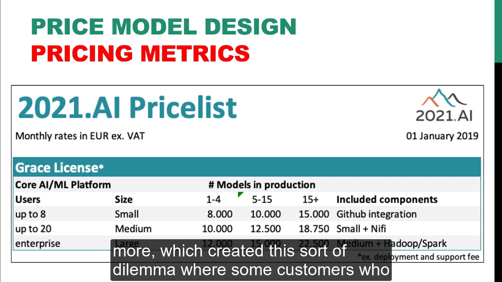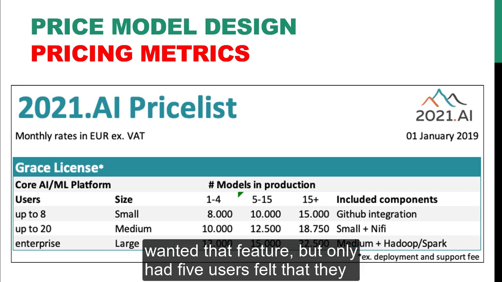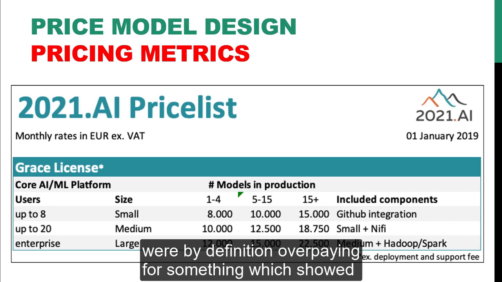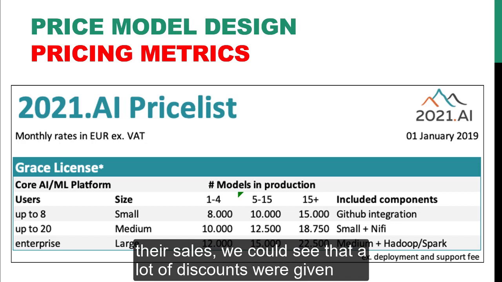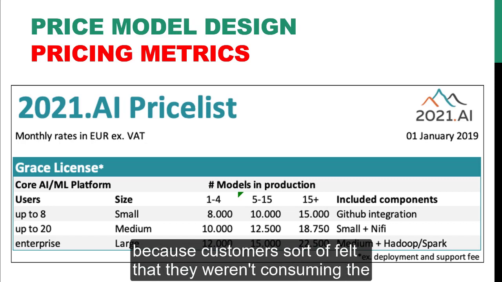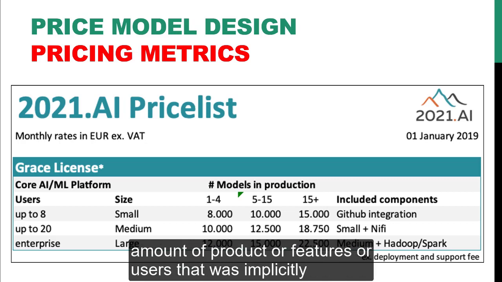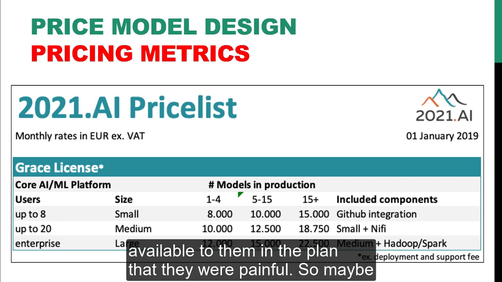Which created this sort of dilemma where some customers who wanted that feature but only had 5 users felt that they were, by definition, overpaying for something, which showed itself in the discounts they were giving. So when we walked through their sales, we could see that a lot of discounts were given because customers felt that they weren't consuming the amount of product or features or users that was implicitly available to them in the plan that they were paying for.